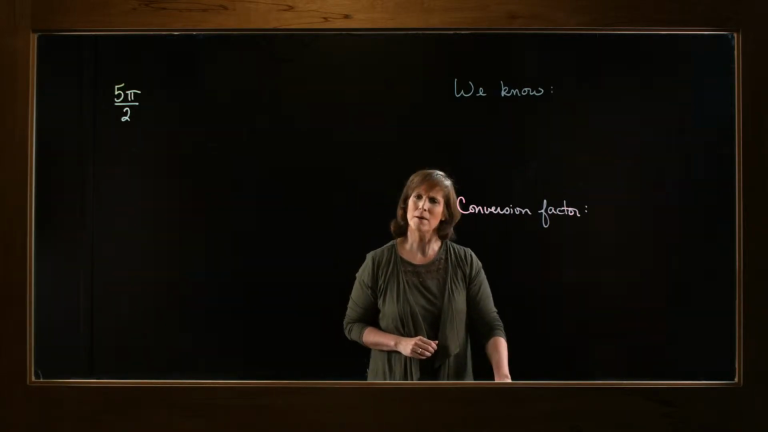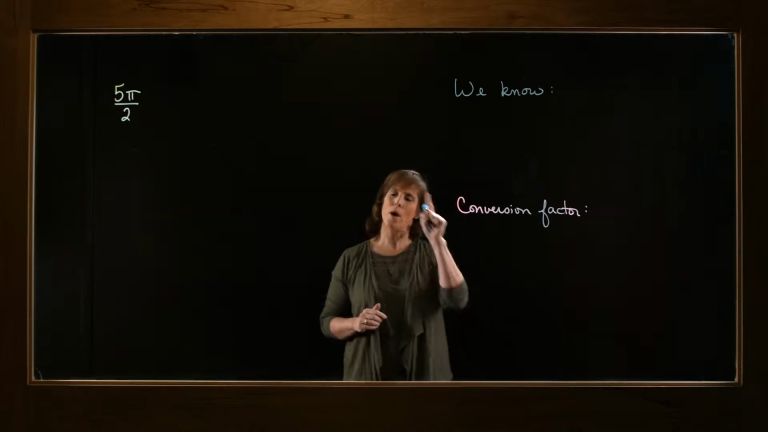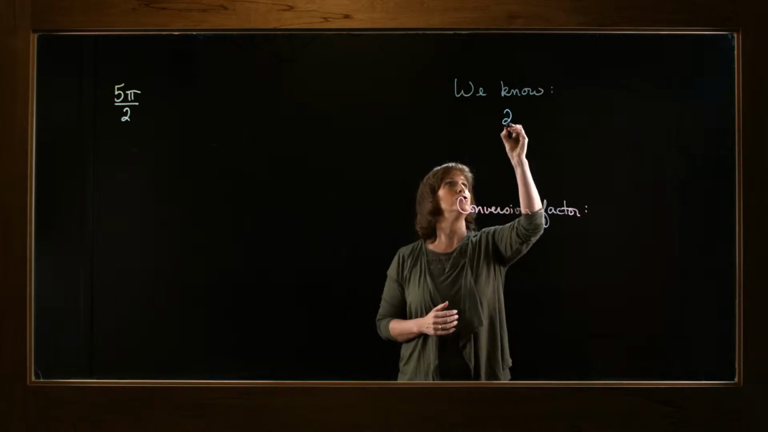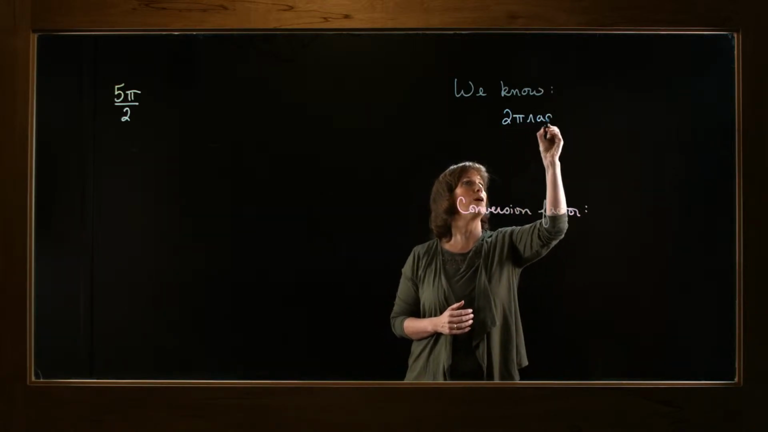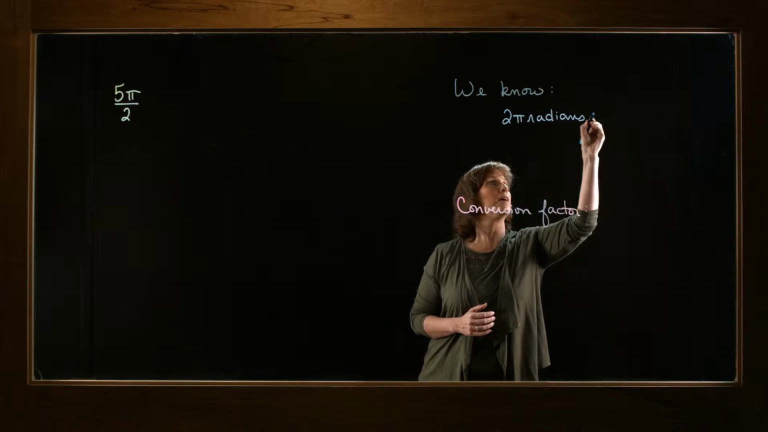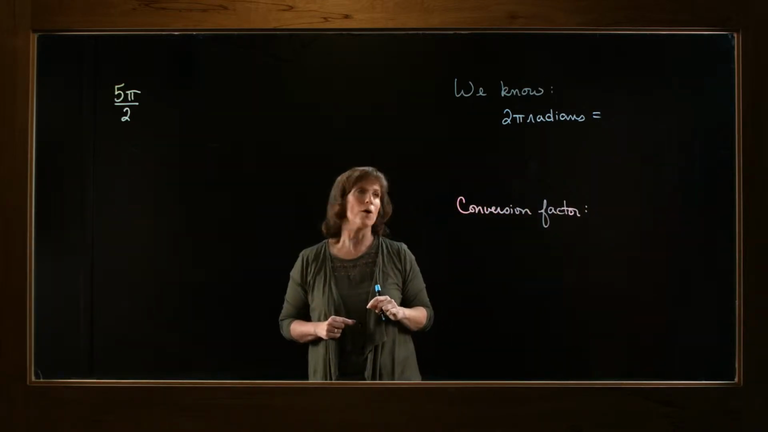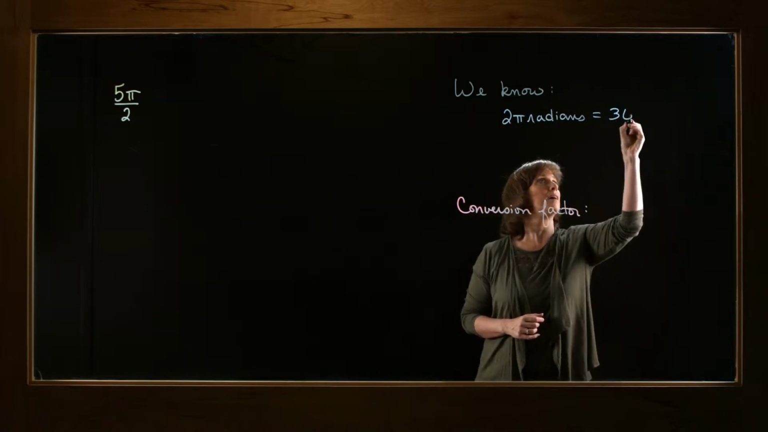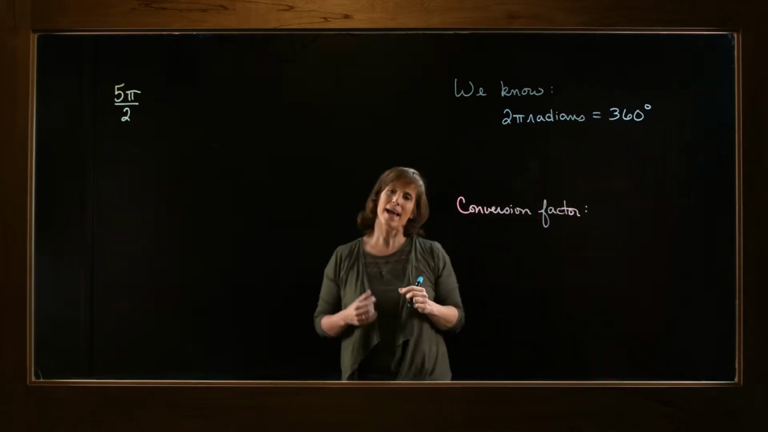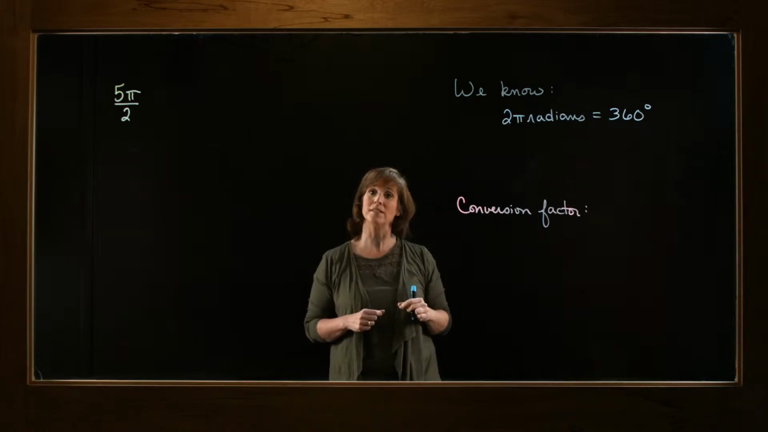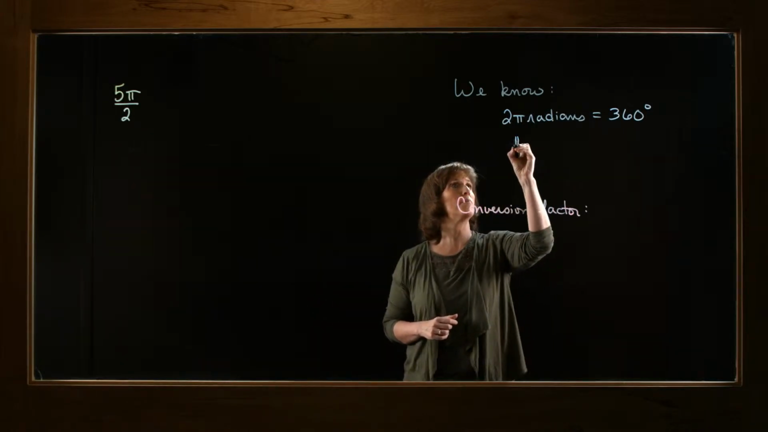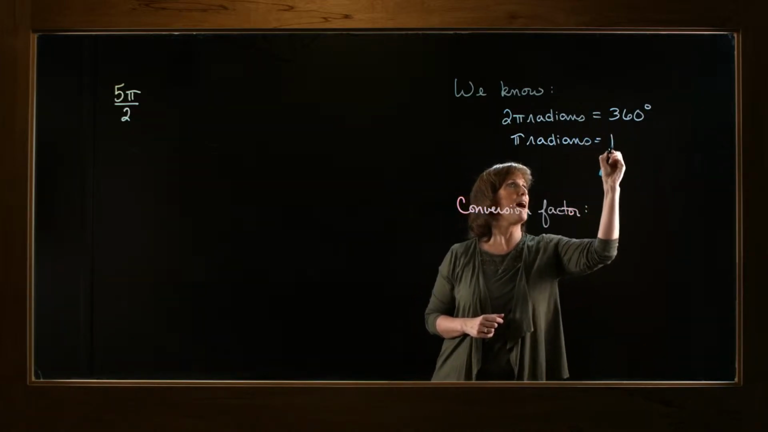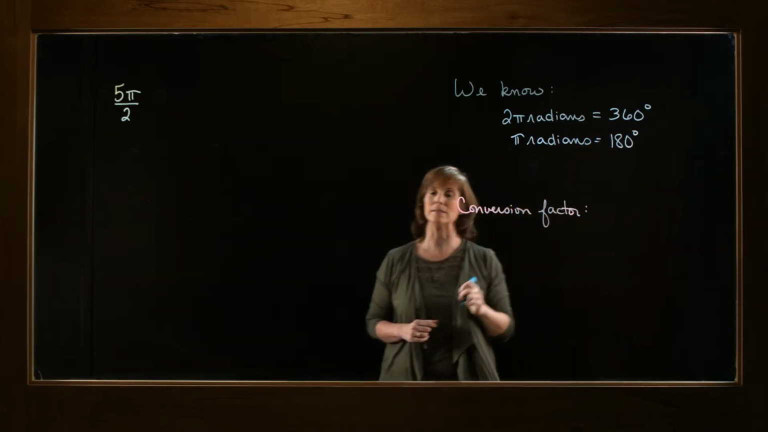Well, let's talk about a couple of things we know. We know that one revolution in radian mode is 2 pi. So 2 pi radians will give me 1 revolution. If I'm working in degree mode, that's going to be 360 degrees. Well, I can take this relationship and divide both sides by 2 and say that I know that pi radians is the same thing as 180 degrees.